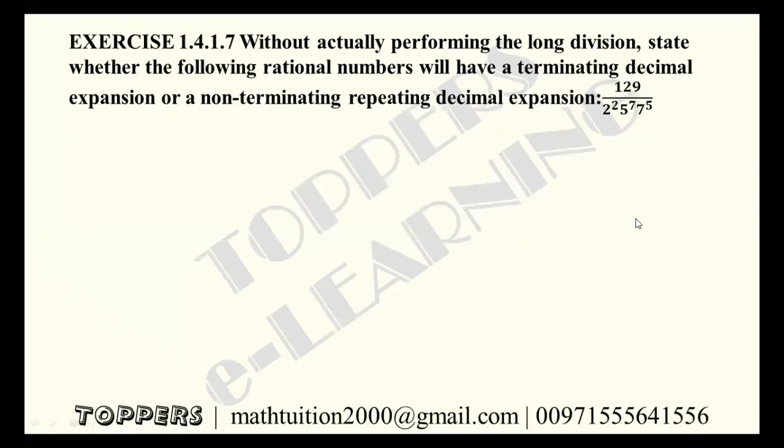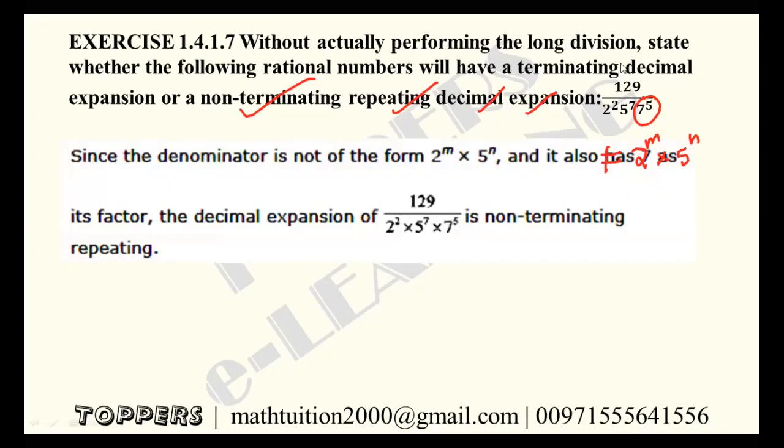Okay, now seventh problem. 129 divided by 2 raised to 2 into 5 raised to 7 into 7 raised to 5. So the denominator is already in the prime factorized form, right? Other than 2 raised to 2 and 5 raised to 7, we have 7 raised to 5 also. So it is not in the form of 2 raised to m into 5 raised to n. So it comes under non-terminating repeating decimal expansion.